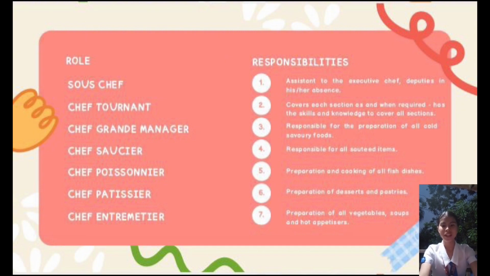Next is Chef Poissonnier. Chef Poissonnier prepares and cooks all fish dishes. Kani si Chef Poissonnier, mga isda, all fish dishes. Next, Chef Patissier. They prepare desserts and pastries. Sila sa mga sweets, desserts, pastries. Lastly is Chef Entremetier. They prepare all vegetables, soups, and hot appetizers.